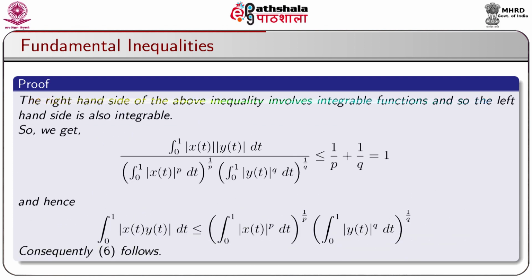The right hand side of the above inequality involves integrable functions, and so the left hand side is also integrable. So, we get ∫_0^1 |x(t)||y(t)| dt divided by (∫_0^1 |x(t)|^p dt)^{1/p} (∫_0^1 |y(t)|^q dt)^{1/q} is less than or equal to 1/p + 1/q, which is equal to 1. And hence ∫_0^1 |x(t) y(t)| dt is less than or equal to (∫_0^1 |x(t)|^p dt)^{1/p} (∫_0^1 |y(t)|^q dt)^{1/q}, and consequently (6) follows.